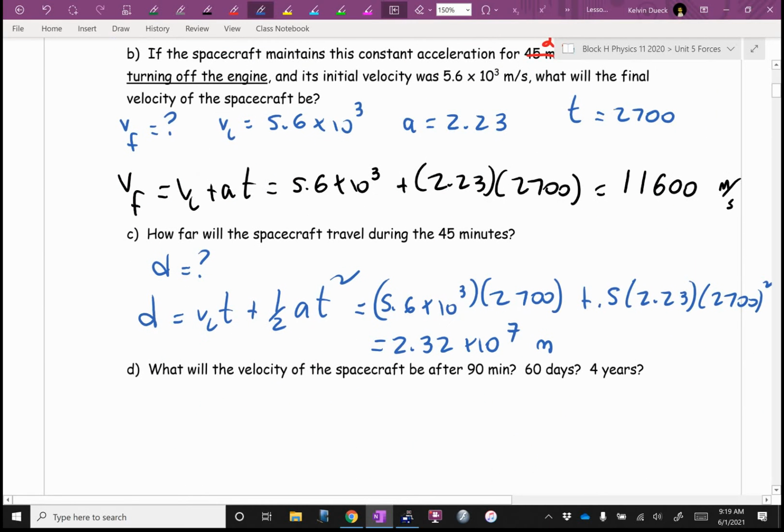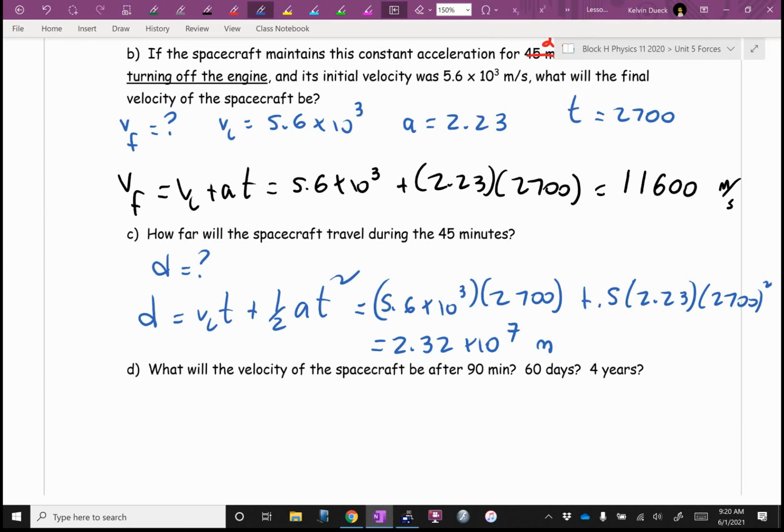D, what will the velocity of the spacecraft be after 90 minutes? Or after 60 days? Here you go, Ronan, that's something for you. Or after 4 years? Why do you know the answer already without doing any math? You already calculated 45 minutes. And 45 times 2 is 90. No. I agree with Parker, I disagree with Matt.